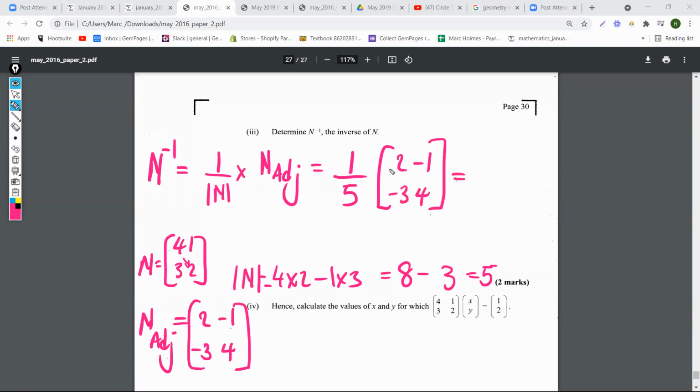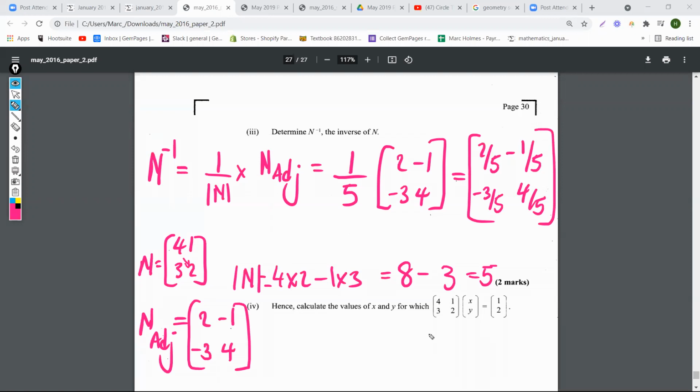I would just need to multiply that now. So the inverse is actually 2 over 5, minus 1 over 5, minus 3 over 5, and 4 over 5. And that's the inverse for N. So that's the answer.